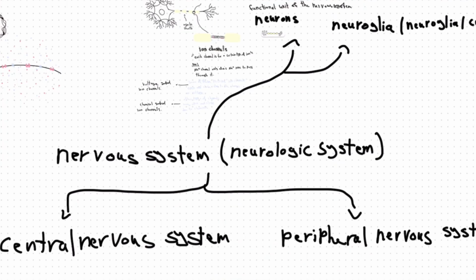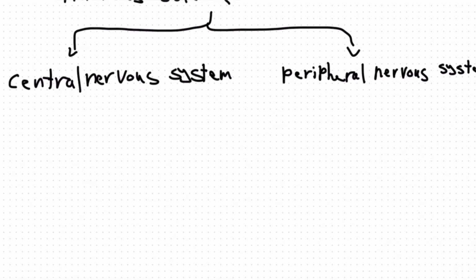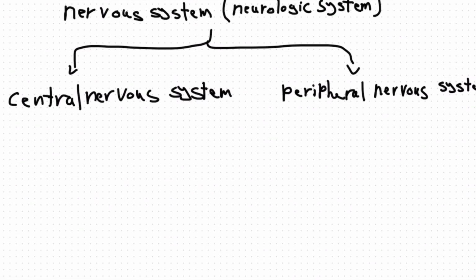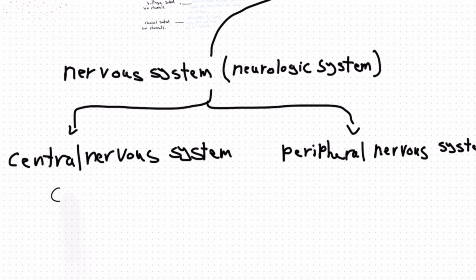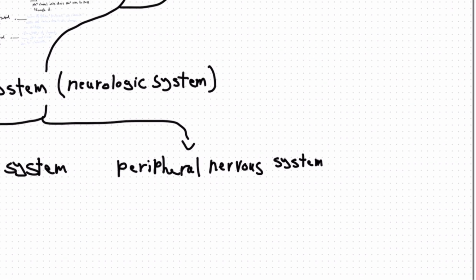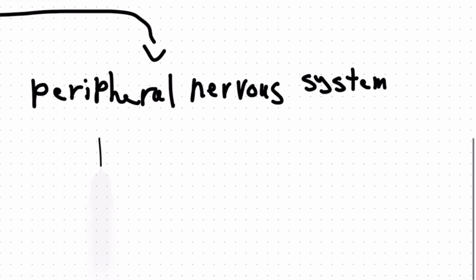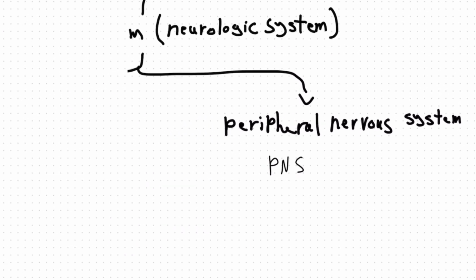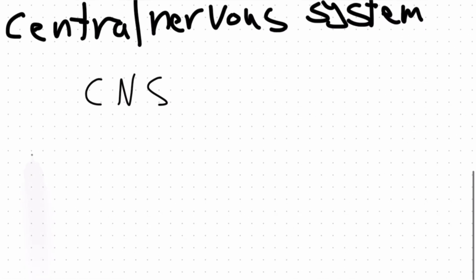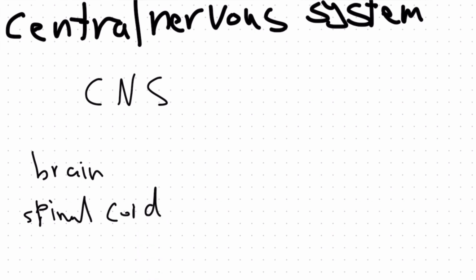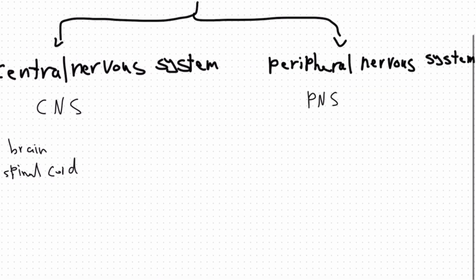Matt explained the nervous system, or neurologic system, is divided into two main divisions: the central nervous system, abbreviated as CNS, and the peripheral nervous system, abbreviated as PNS. The central nervous system consists of the brain and spinal cord. The peripheral nervous system contains the neurons that are not included in the central nervous system.